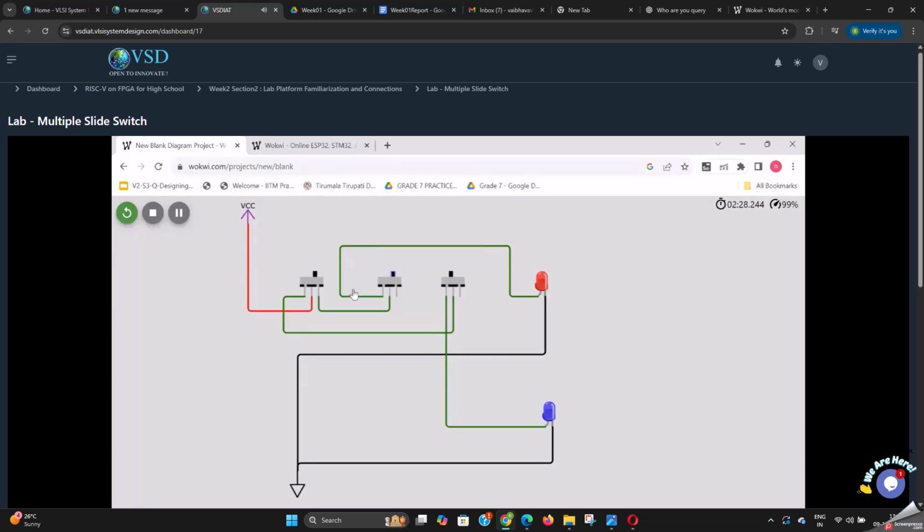Correct? So we are expecting both the switches to be on. Switch 1 to be on and switch 2 to be on for the LED to be turned on. Correct? Similarly, the other way around. So operate all these switches and see for all the conditions of the switches what happens, and observe under what condition which LED is on.